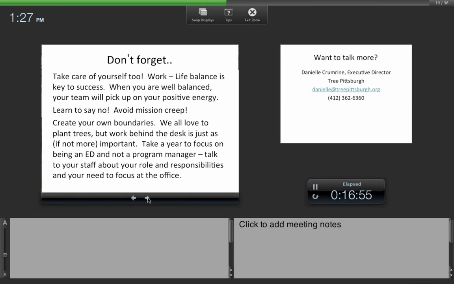And learning to say no. This is really hard. Earlier in my career, this was definitely a challenge for me. But I've also learned that when you say yes too much, that's when you start getting into mission creep. And we really need to stay focused. Create your own boundaries. We all love to plant trees, but work behind the desk is just as important, if not more important.